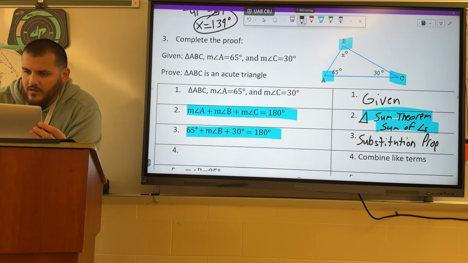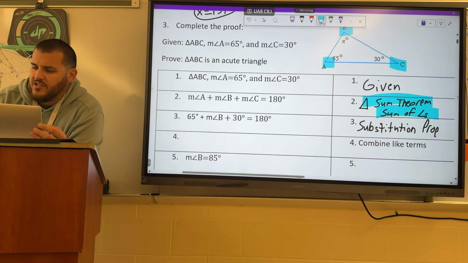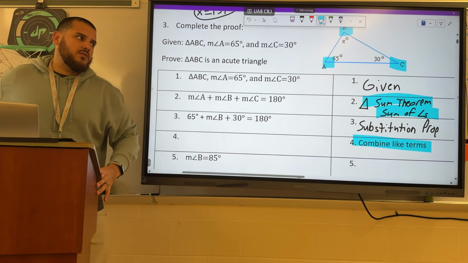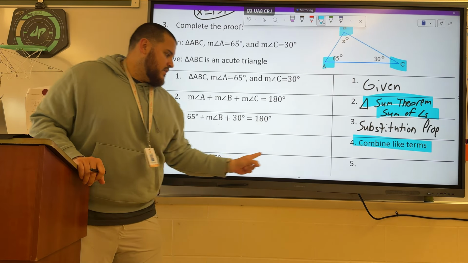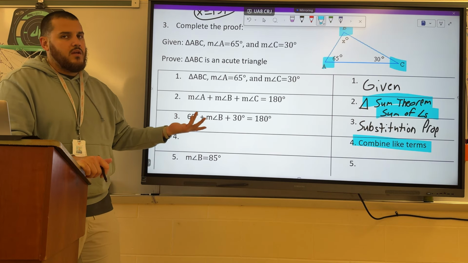Substitution property. Just going to abbreviate there. All right, our next statement here is blank. But we know the reason that it's true is because of combining like terms. And so again, if that's the evidence for this statement being true, we're just going to look at our previous equation and ask ourselves, what terms can we combine there?